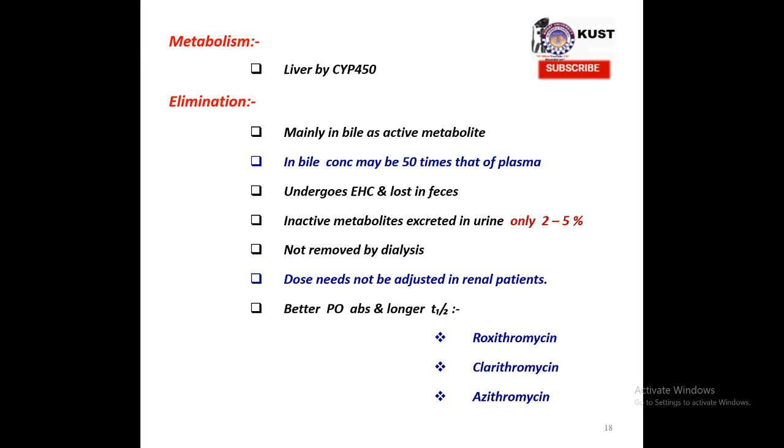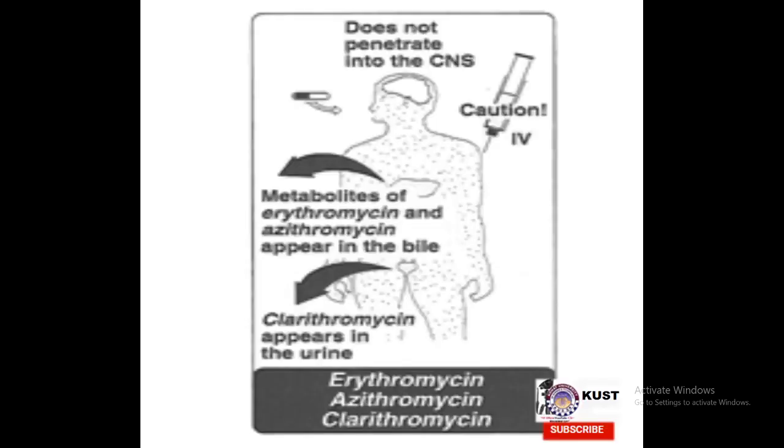It's an inactive metabolite excreted in urine, only 2 to 5%. Not removed by dialysis. Do not need to be adjusted in the renal patient. Because they are not removed by dialysis, they have better oral absorption and a longer half-life than most of the roxithromycin and clarithromycin. They have more oral absorption as compared to roxithromycin, clarithromycin, and azithromycin.